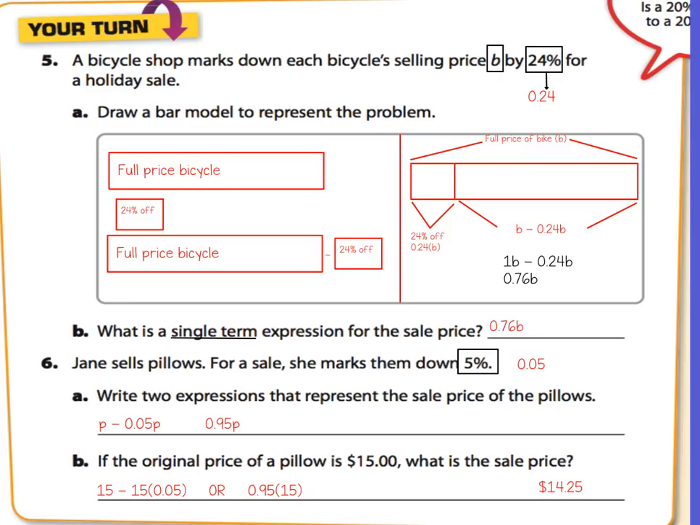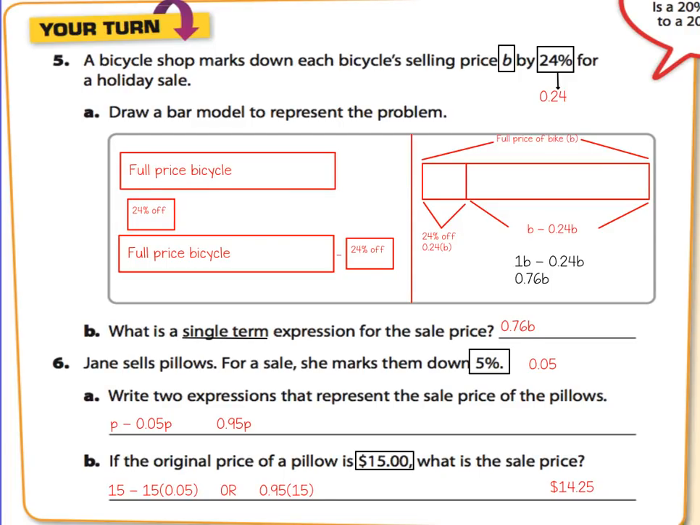Then if the original price of the pillow was $15, you would take 15 and multiply it by 0.05, and then you would subtract that from 15, or you would just take 0.95 and multiply it by 15, and you should have gotten $14.25.